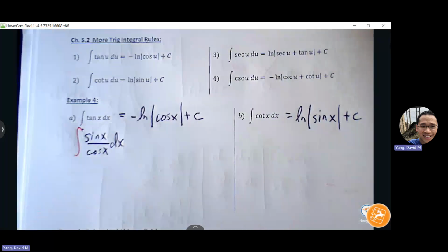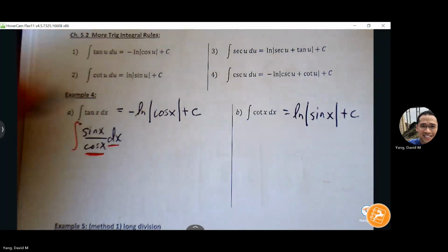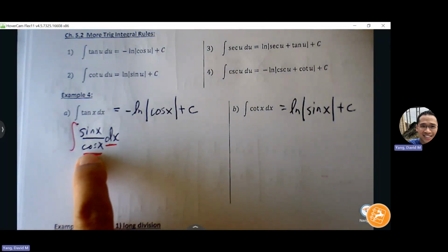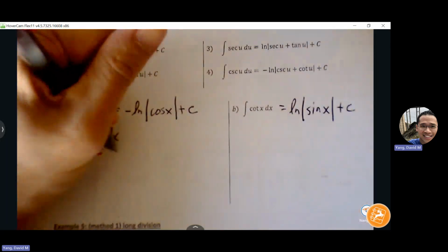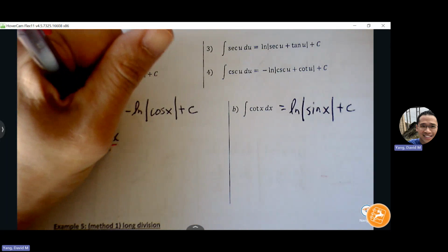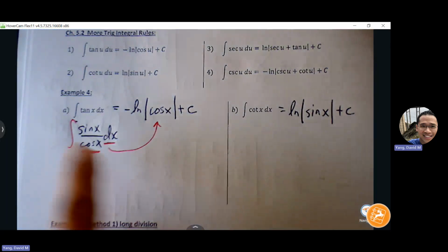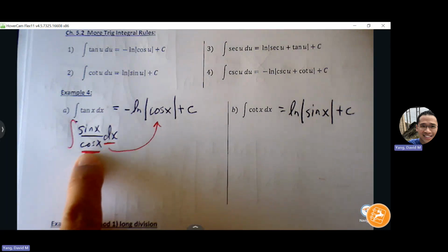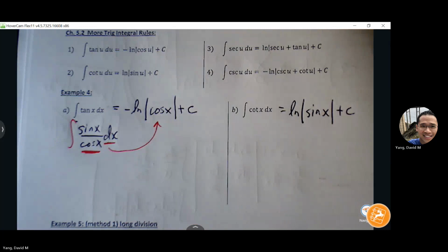Okay, I'm not going to do the whole problem here, but if we let the u value be cosine, then the sine will cancel out, a negative will show up, and that's where that 1 over u shows up. Integral of 1 over u produces that natural log absolute value of u. So the denominator is the u value, and the denominator is what's going to show up at the end of the problem.